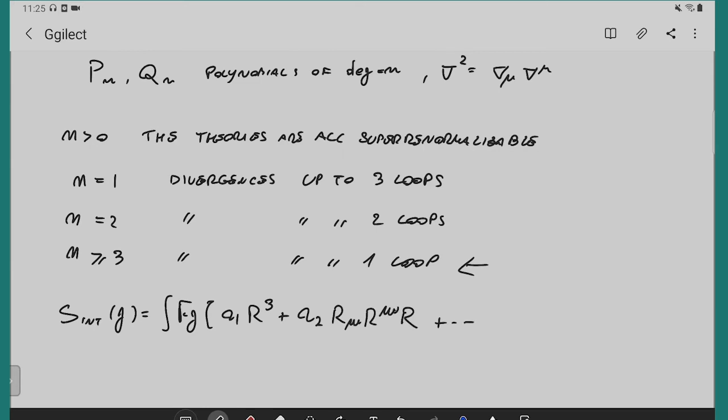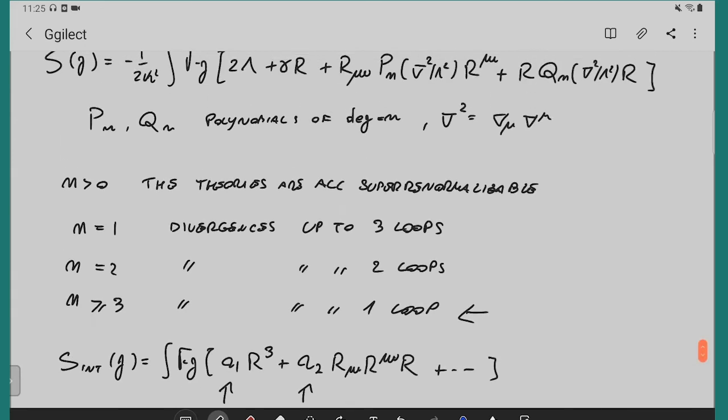Well, all the possible cubic terms will make the game, because these quantities A1, A2 will not run. They will not get any loop correction, because since the theory is renormalizable, well, super renormalizable, but in particular renormalizable, it means that you cannot have higher and higher derivative terms in your counterterms.